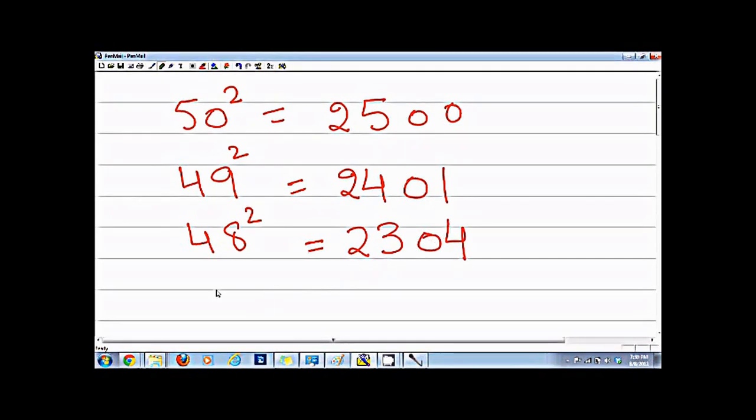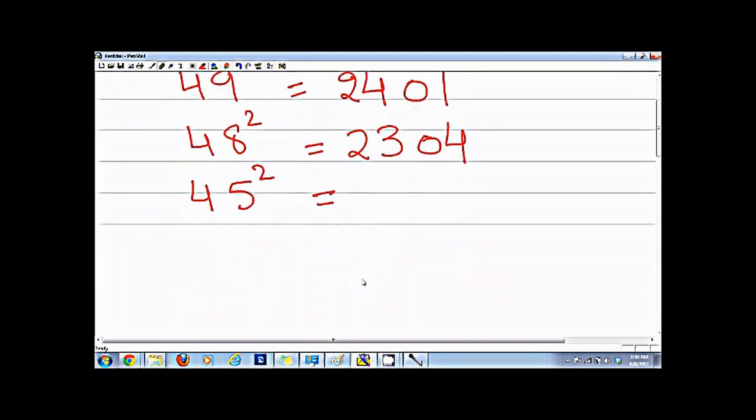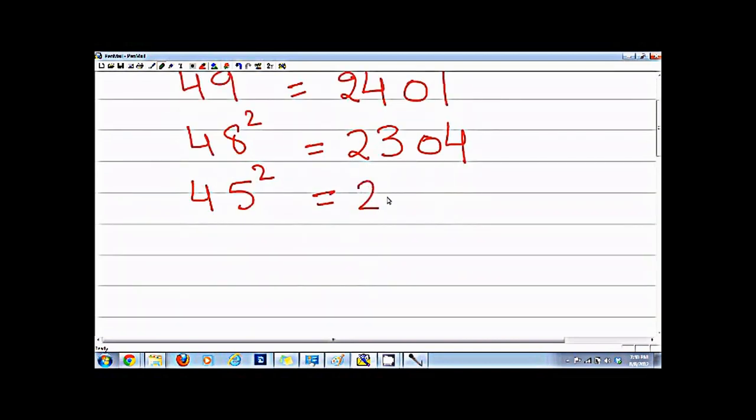So this is a quick method, and you can square any number which is close to 50. Same thing, if I have 45 squared, then I subtract 5 from 25, that will be 20, and then take the square of 5, that is 25. So the answer is 2025. And we can also go for numbers which are bigger than 50.